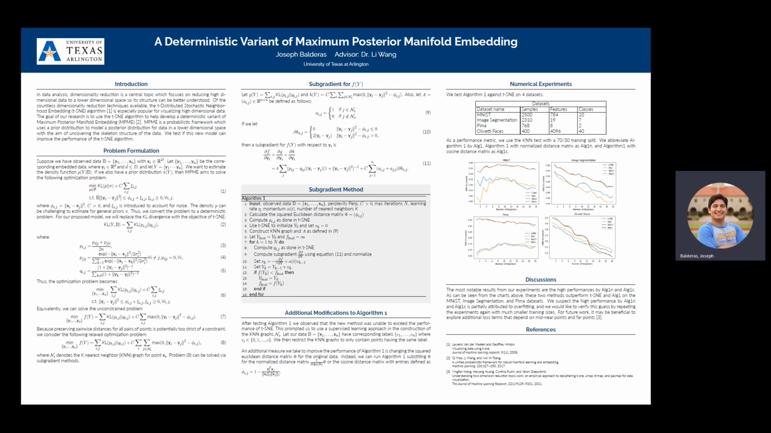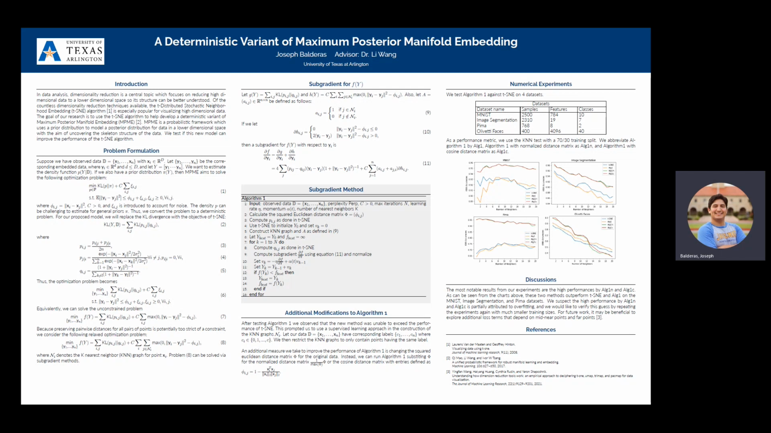Say we're given data points x1 through xn, where xi lives in R^D. Let y1 through yn be the corresponding embedded data points living in the low dimensional space. We want to estimate the density function p of y given the data D. And if we have a prior distribution pi of y, then MPME aims to solve the optimization problem given in equation 1. So the density p can be challenging to estimate for general priors pi.